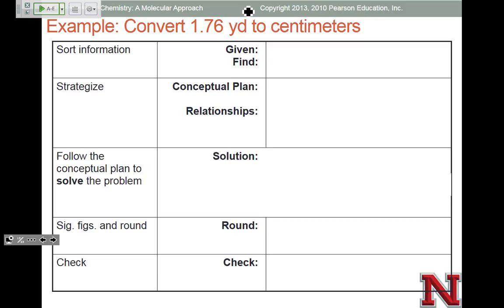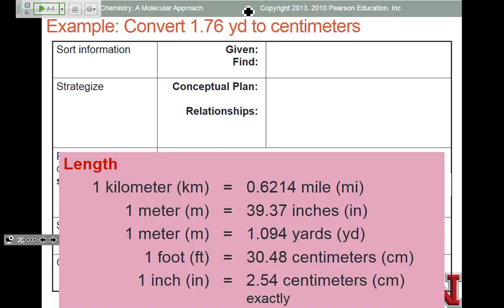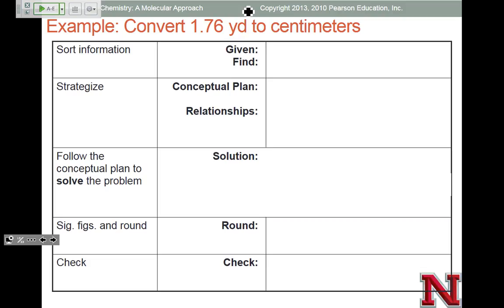So let's look at this first example, which was of course one on the quiz. We are converting a certain amount of yards to centimeters. So our first step is, what are we given? We are given 1.76 yards. So that's what we're given. And I want to write that unit, and we want to find that number in centimeters.